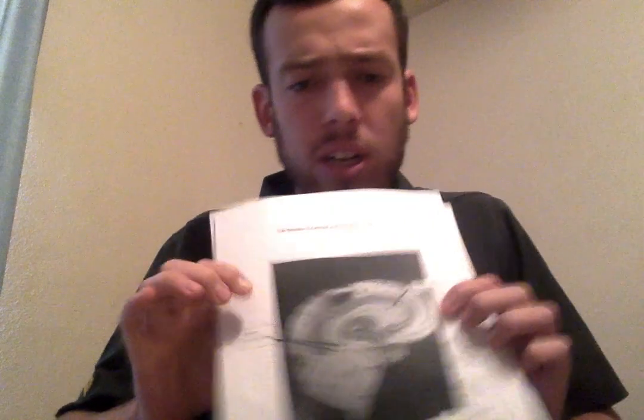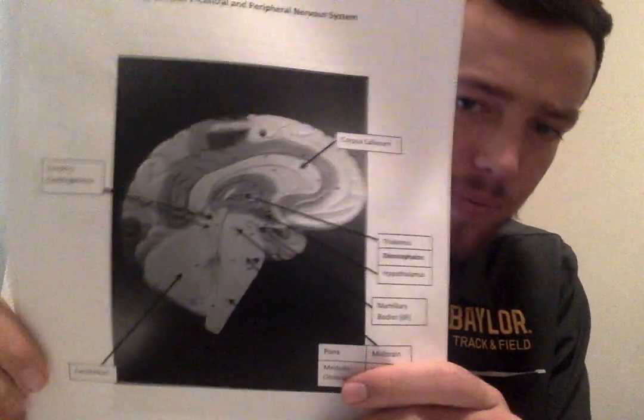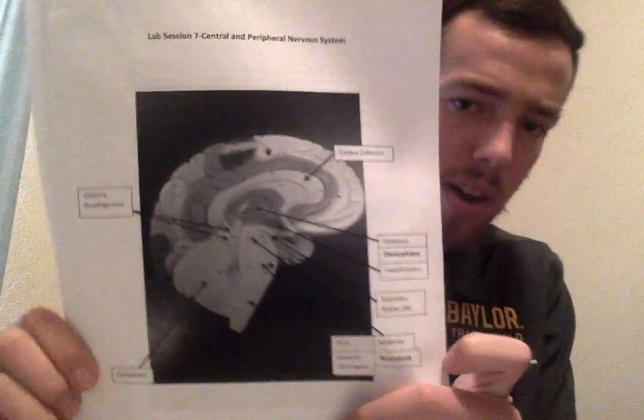Okay, welcome to the video packet for week 3, lab session 7. Since there's only one image packet for this week, I'm just going to go right through it. So we'll start on page 1. It's the title page, has a cross section of the brain.